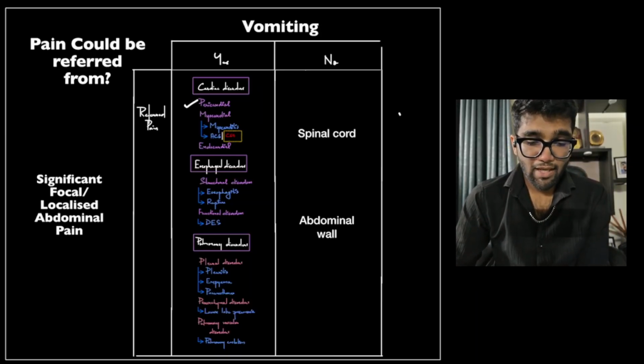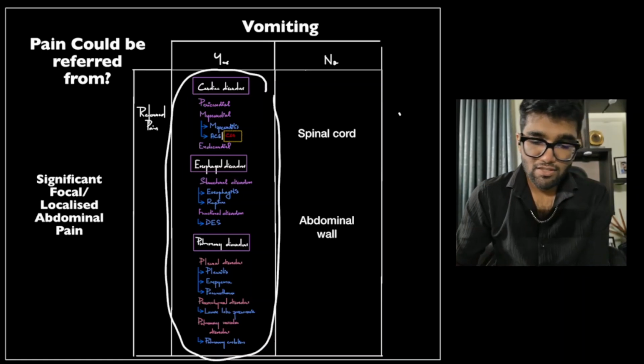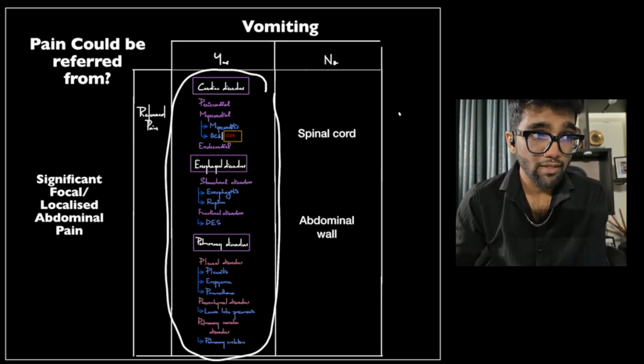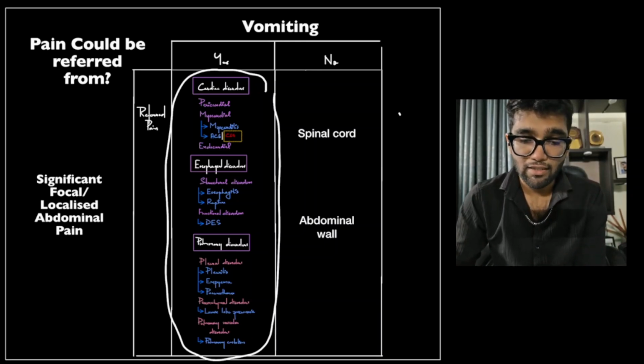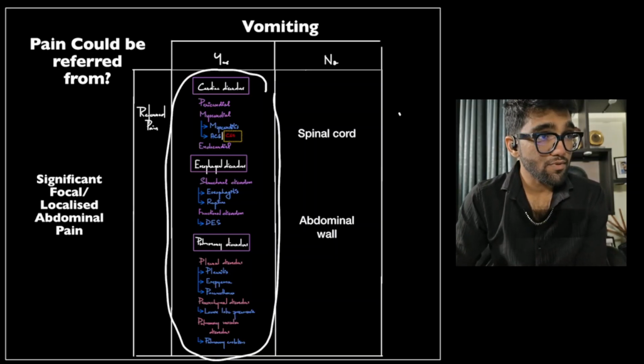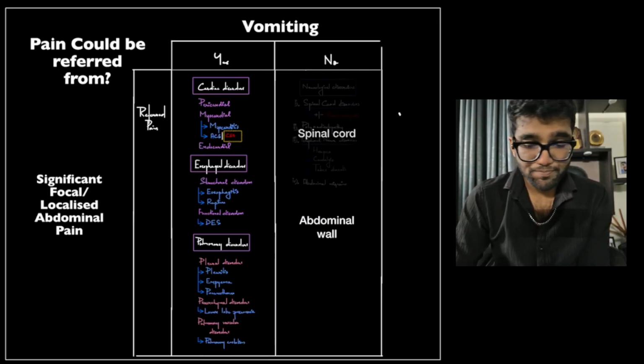Okay, so these are the disorders that can get referred into the abdomen and mimic the presence of focal or localized abdominal pain. And because these structures are all supplied by the vagus, in addition to the pain being referred into the abdomen, you would also get vomiting. So these would be false localizing signs that lead you astray into a diagnosis of pain arising from somewhere within the abdomen, when actually the pathology lies elsewhere.